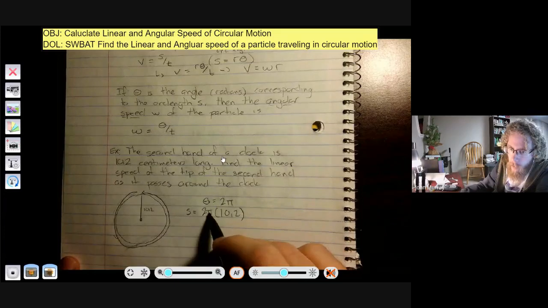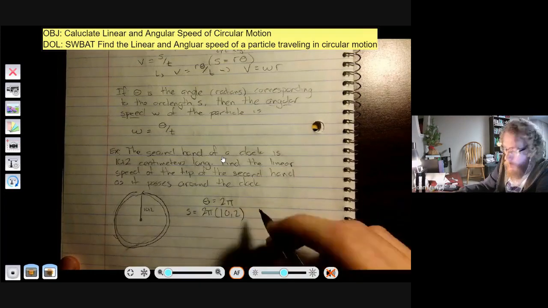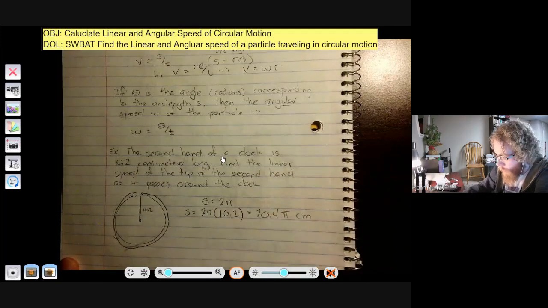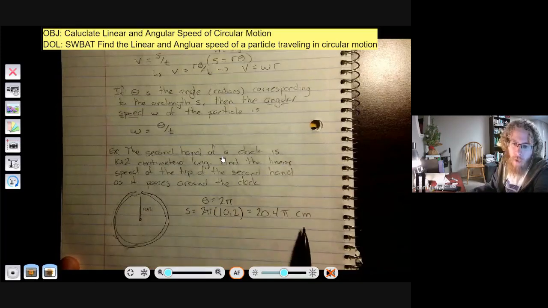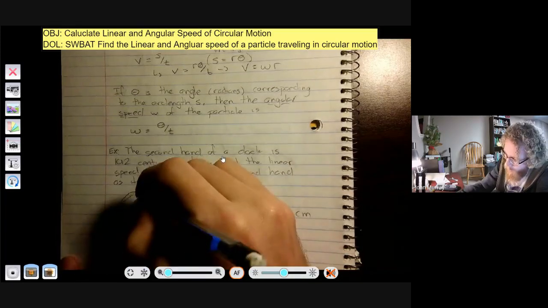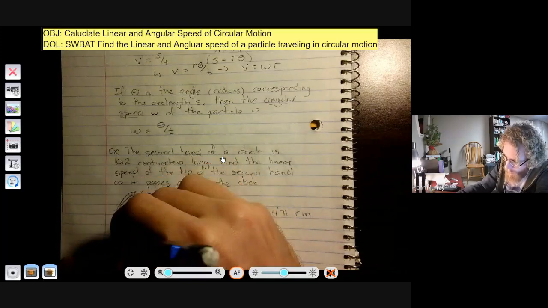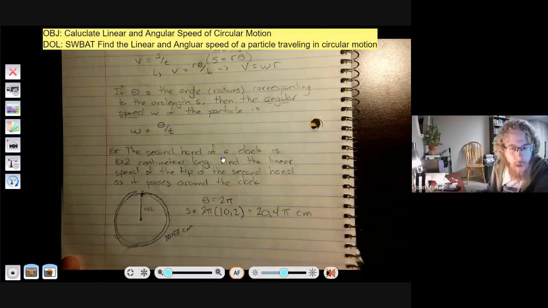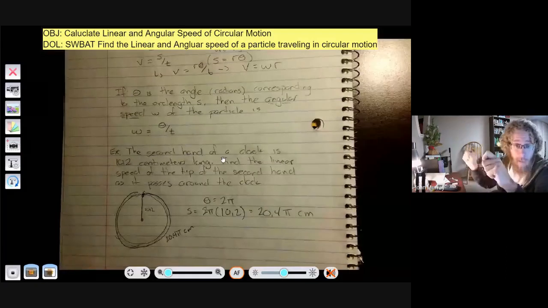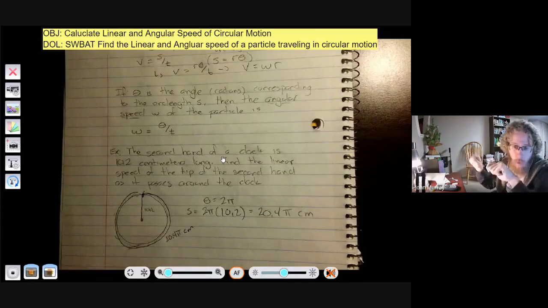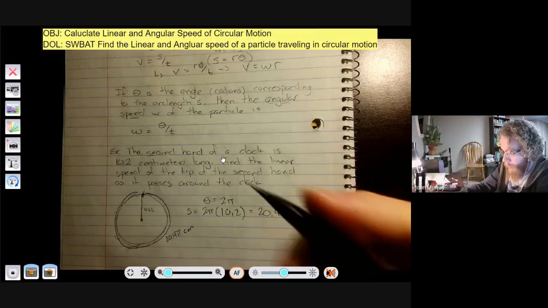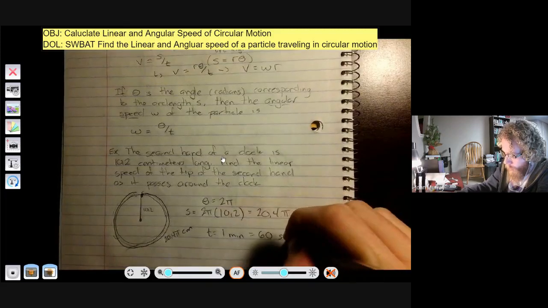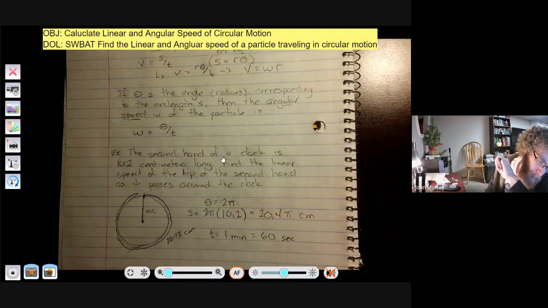So here, we're going to keep it simple. I'm going to keep the pi there. So I'm just going to do 2 times 10.2. That's going to get us 20.4 pi. The radius is in centimeters, so the arc length is in centimeters. So the tip of this clock in 1 minute travels 20.4 pi centimeters. So you can lay that out flat, because we're talking about the linear speed. Our time, we said, is 1 minute or 60 seconds.